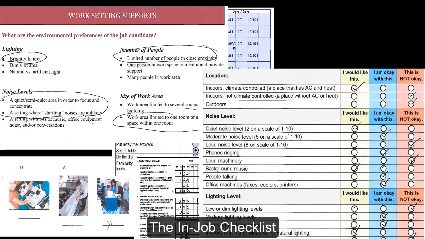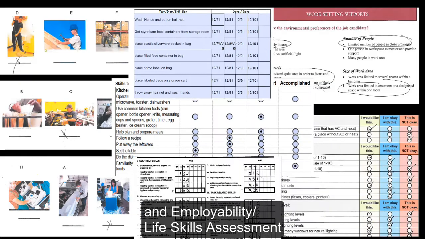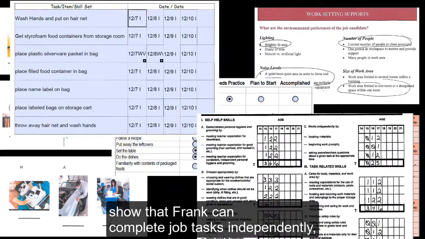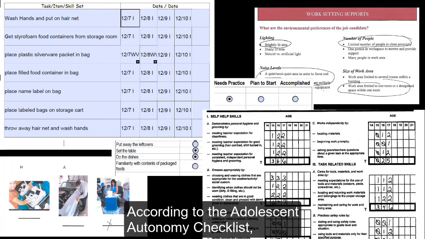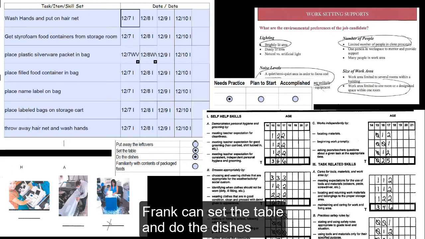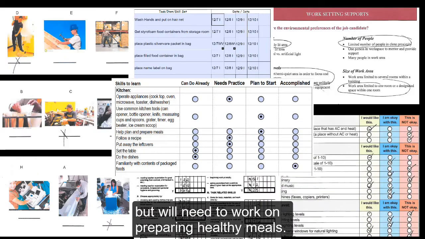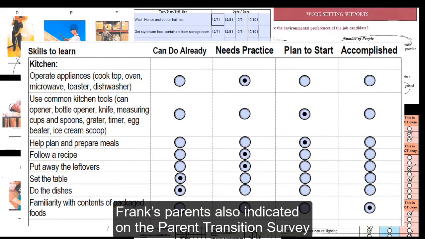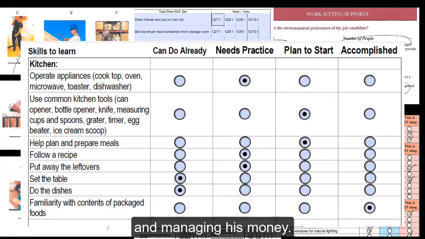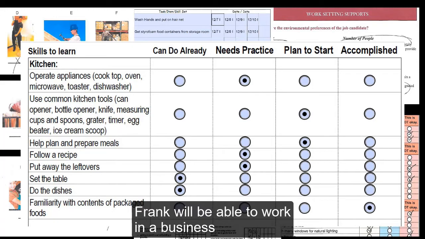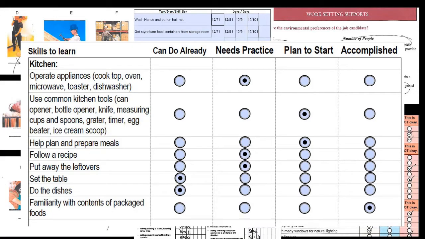The in-school job checklist and employability life skills assessment show that Frank can complete job tasks independently but will need assistance in getting started. According to the adolescent autonomy checklist, Frank can set the table and do the dishes but will need to work on preparing healthy meals. Frank's parents also indicated on the parent transition survey that their son needed assistance in preparing healthy meals and managing his money. With some assistance, Frank will be able to work in a business and live in his desired community.